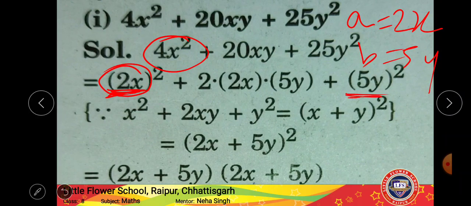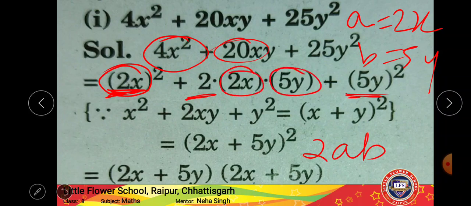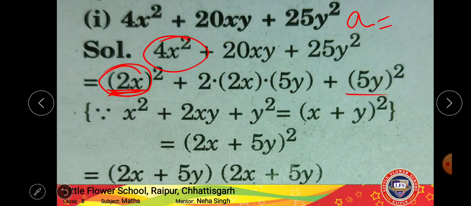Because in the formula the first term is a square and the last term is b square. And the middle term is 2ab, means 2 into a into b. So can I write 20 as 2 into a, that is 2x, into b, that is 5y. And when I am calculating, 5 2s are 10, 10 2s are 20, so 20xy, right? So when I am solving this, this is coming in the form of 2ab. Understood how I have written the middle term?